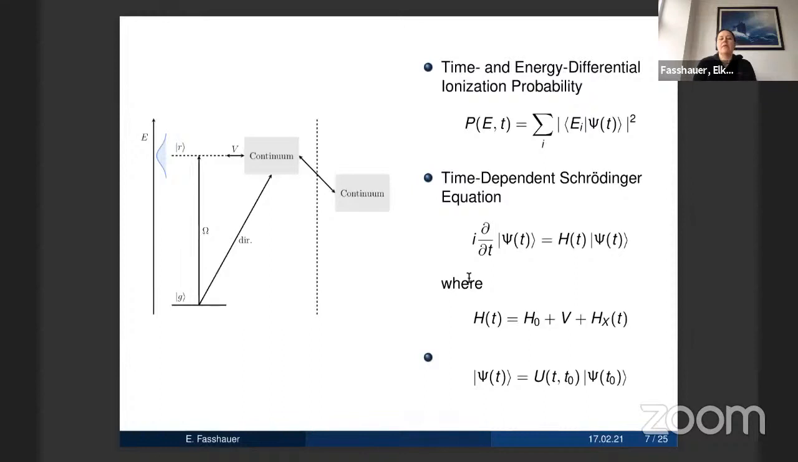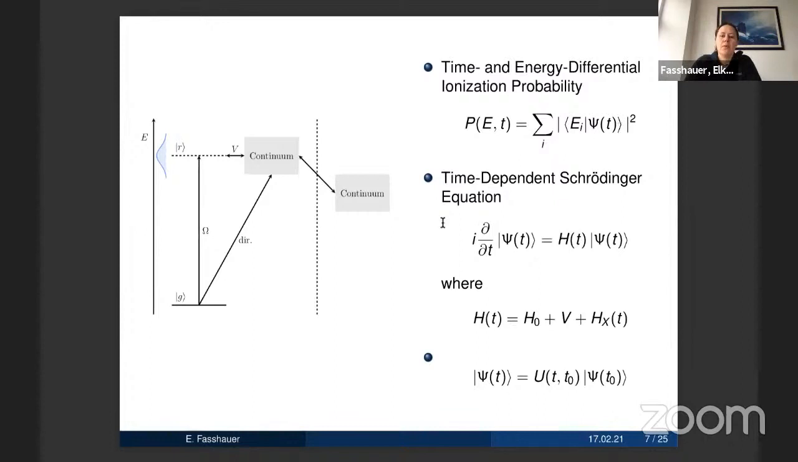Well, the property we're interested in is the time and energy differential ionization probability, P, that we have here. This basically gives us the probability to measure an electron of a certain kinetic energy at a specific point in time. Well, then we want to know the amplitudes here. And for this, we need the time-dependent Schrödinger equation to get our time-dependent wave function.